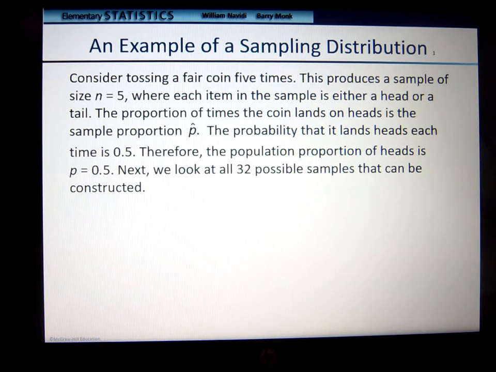So consider tossing a fair coin 5 times. This produces a sample size n equals 5. Each item in the sample is either a head or a tail, and the proportion of times the coin lands on heads is the sample proportion P hat. The probability that it lands heads each time is 1/2, as we know. Therefore, the population proportion of heads is also 1/2. Next, we're going to look at all 32 possible samples that can be constructed.